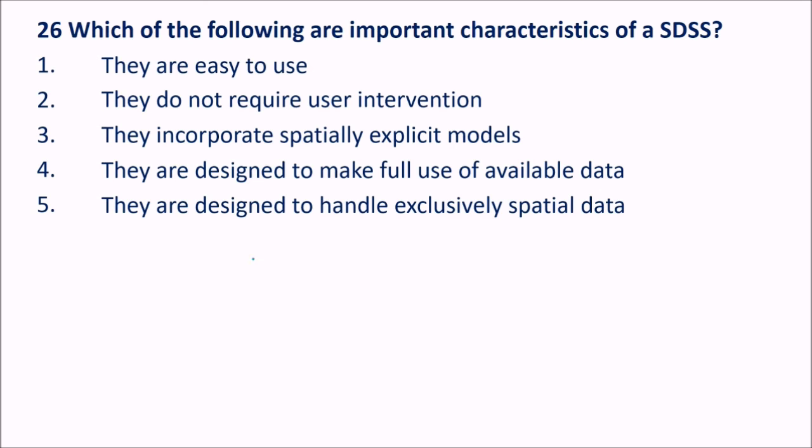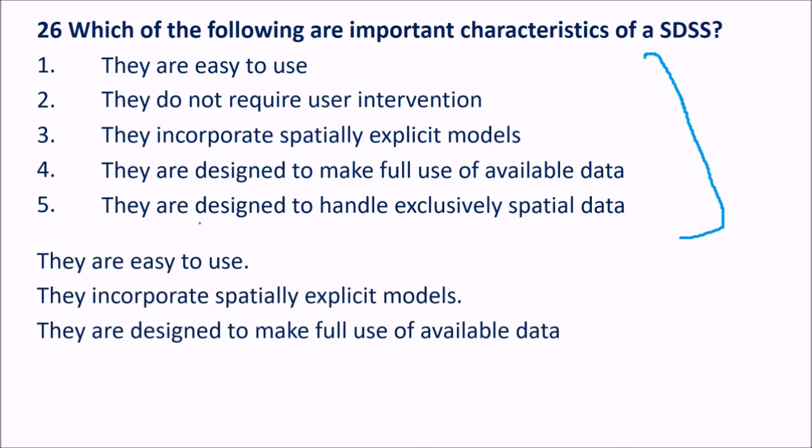Which of the following are important characteristics of SDSS? So, these are options for you, 5 options. And the answer is, they are easy to use. First of all, they incorporate spatially explicit models. They are designed to make full use of available data. So, first, second, and fourth is the correct answer.